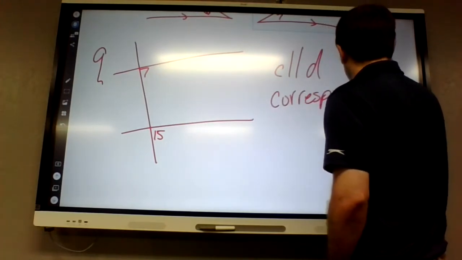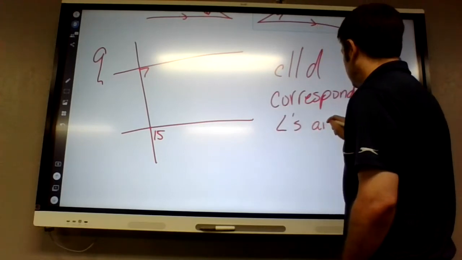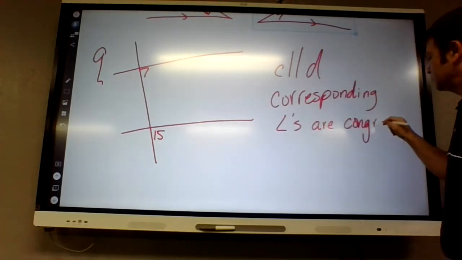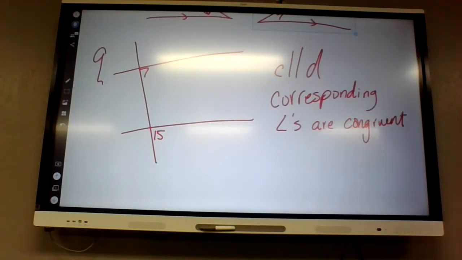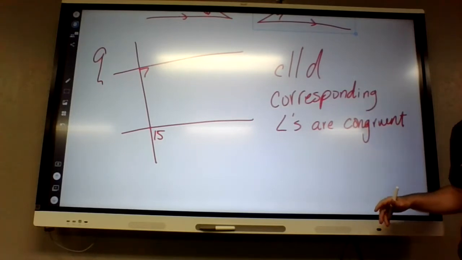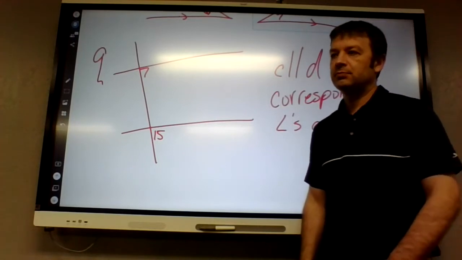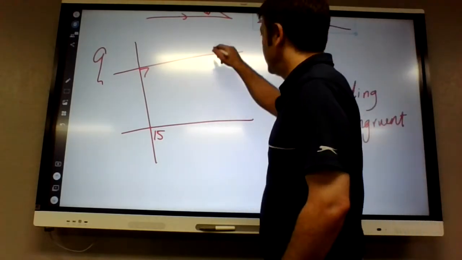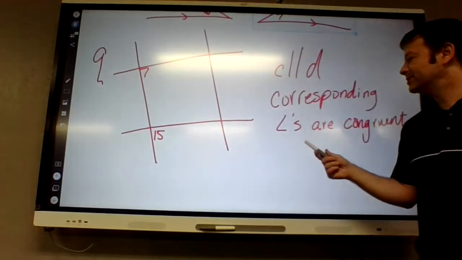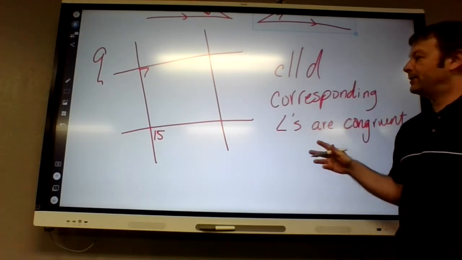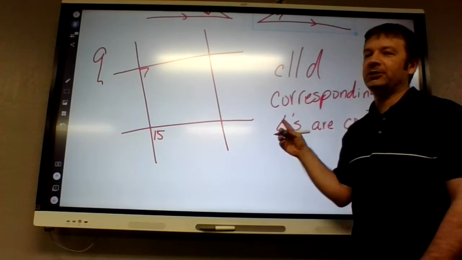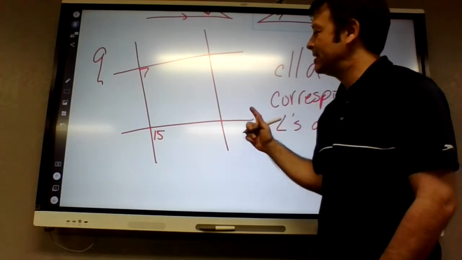Corresponding angles are congruent. I noticed I started using an abbreviation for angles. Probably the farther we go into the book, I'm going to start abbreviating more. It's not an abbreviation, it's a symbol, so kind of cheap.